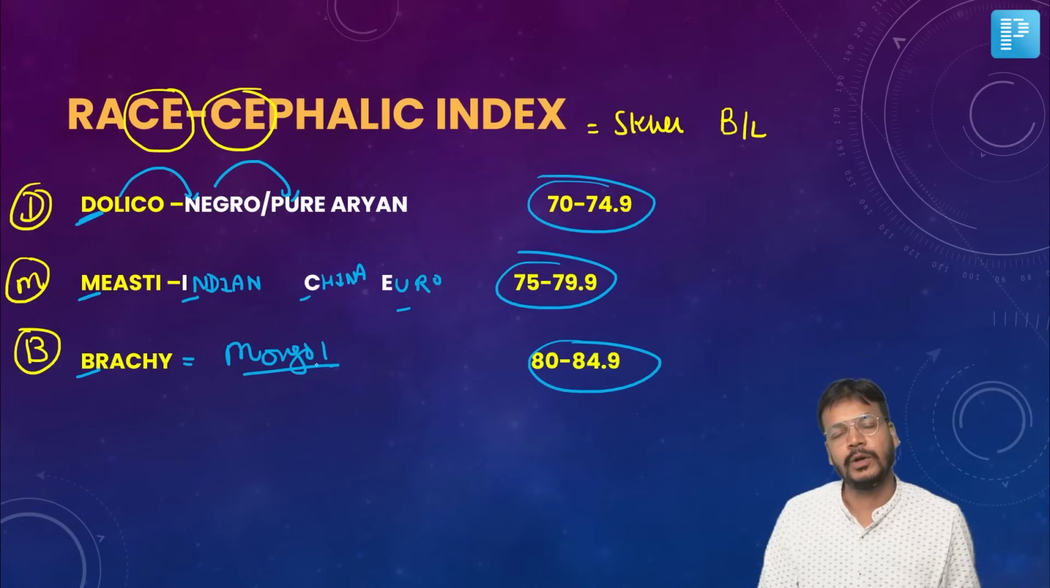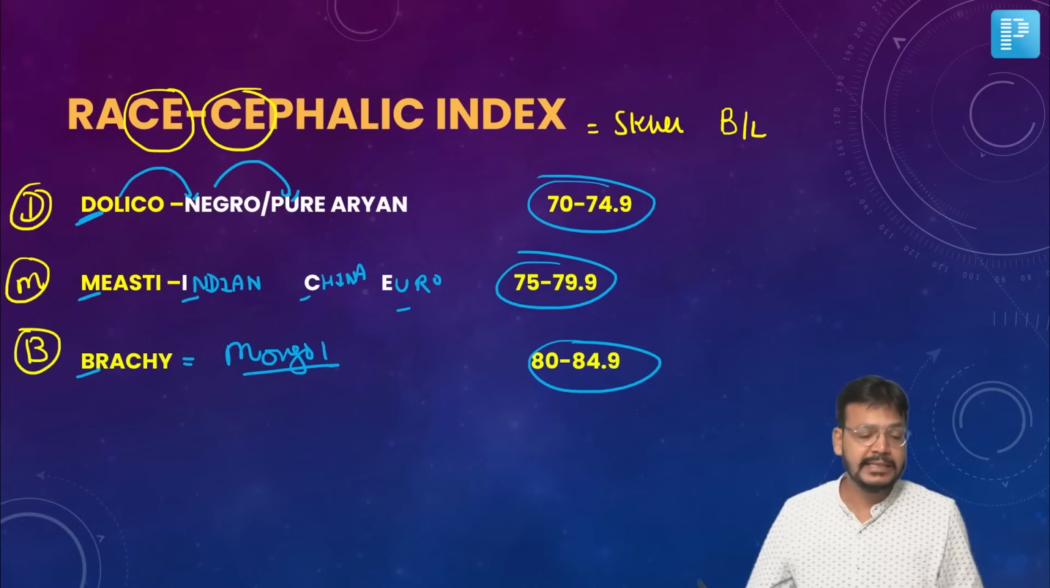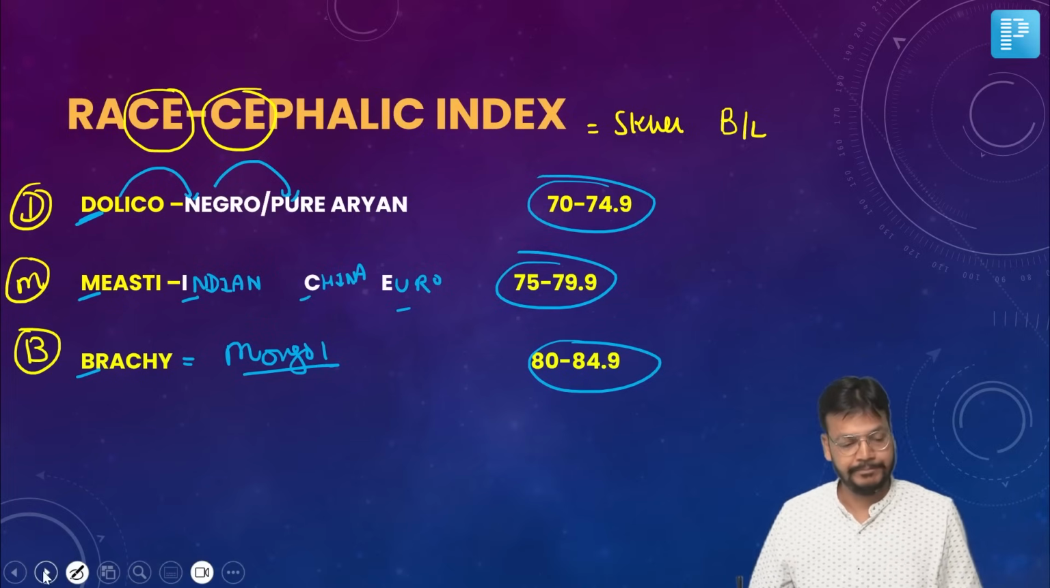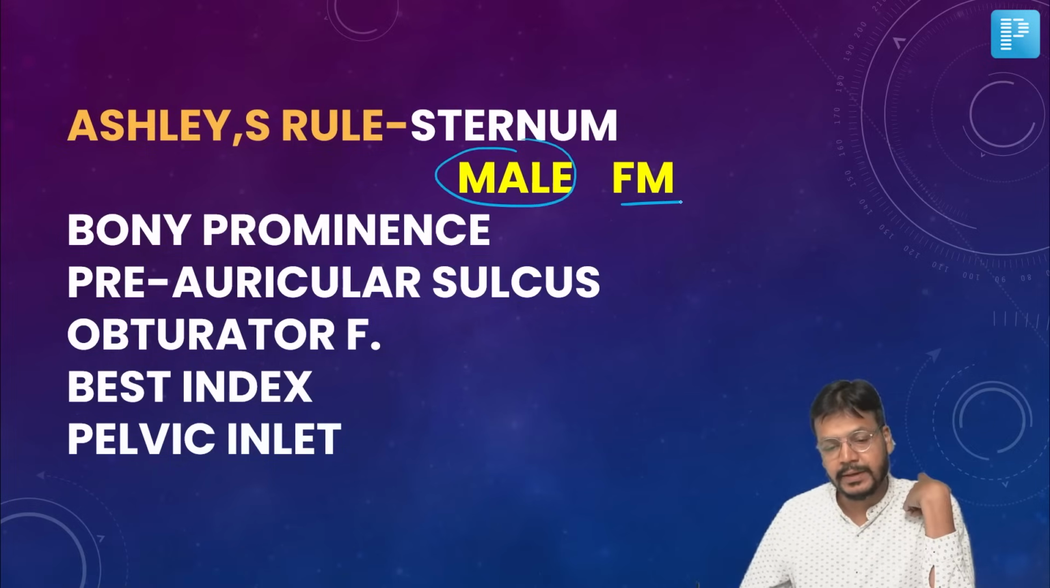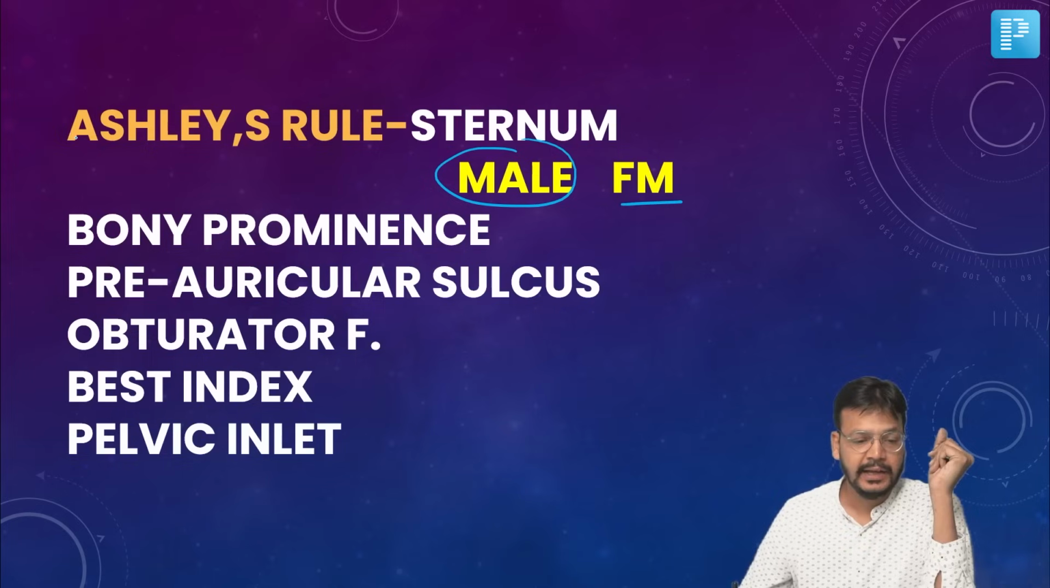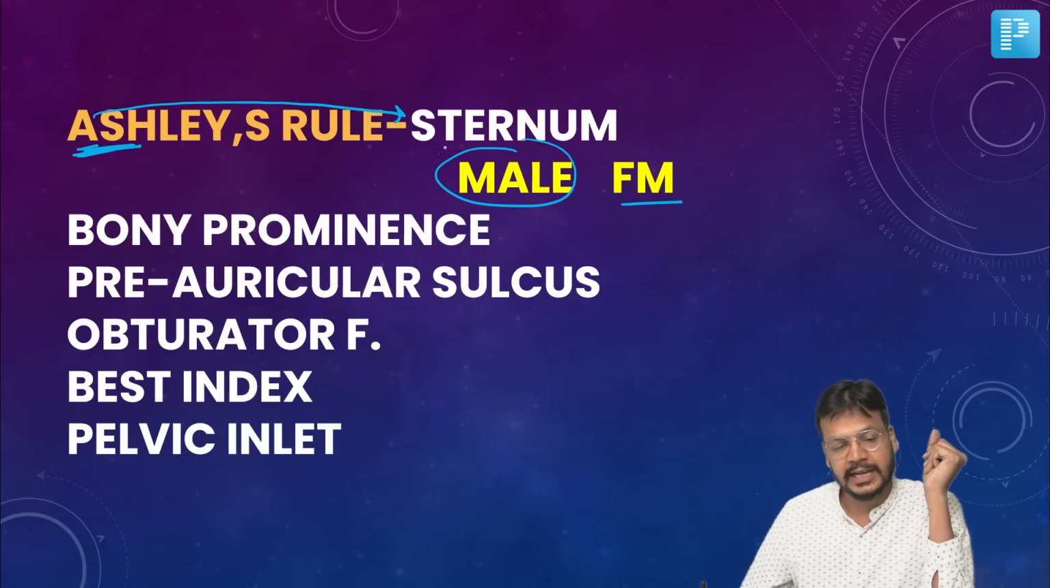Brachycephaly is seen in Mongol. The Indian cephalic index is mesaticephalic. There are some differences in male and female bones. Ashley rule is for sternum. How to remember? A for Ashley, S for sternum. In male, sternum length is more.